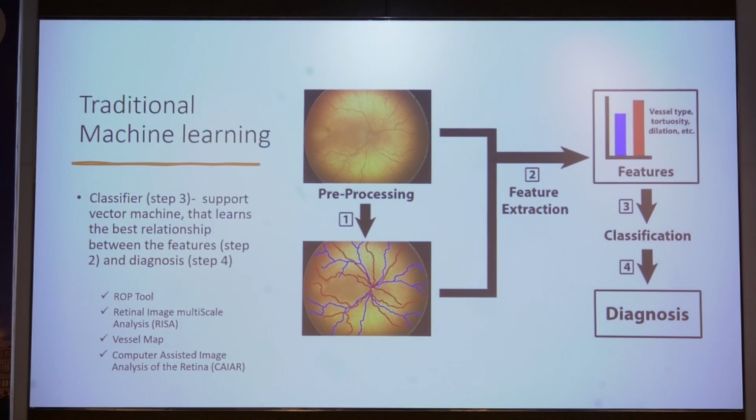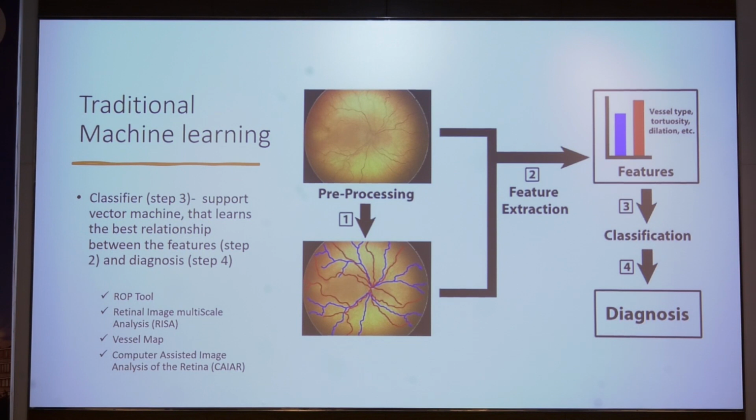There are certain tools which use traditional machine learning, in which humans have to manually tell the machine the features that it has to look at, and based on those features the machine tells whether it is treatable or non-treatable ROP, or what the diagnosis is. That is traditional machine learning.